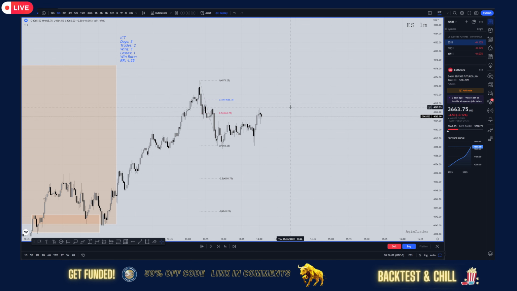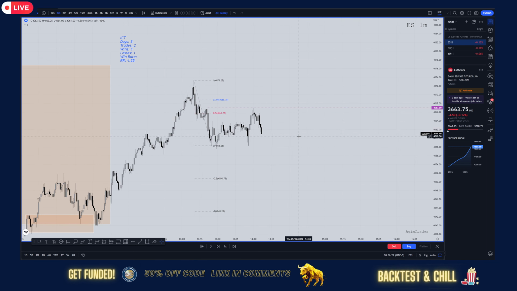Now it dips into there. It creates a relative equal high. Is that a relative equal high? Same high. 67. 67. Yeah, I don't like that. I want to see it clear that high.